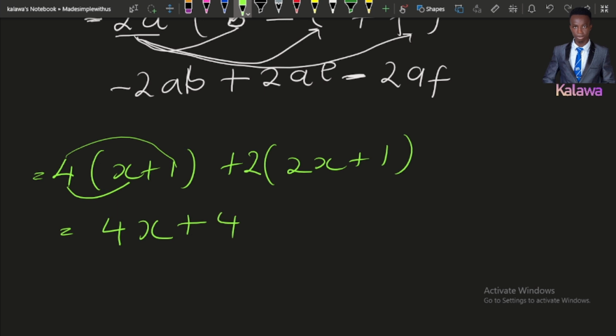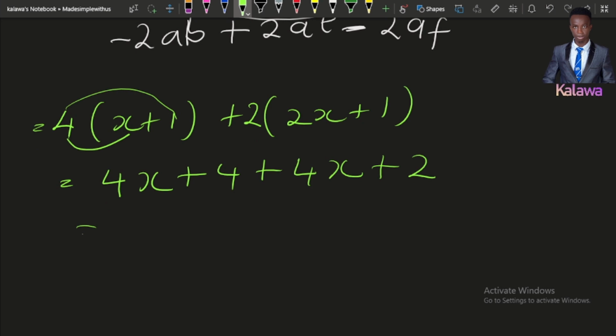Then we'll continue again. 2 times 2, this gives us what? Positive. Remember there is positive here, there is positive here. So plus times plus is always positive. So 2 times 2 gives us 4x. And plus times plus is again plus, 2 times 1 is 2.